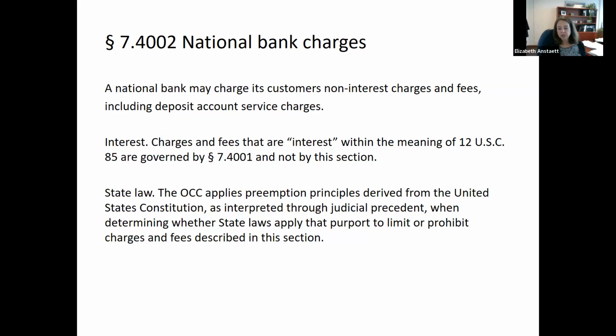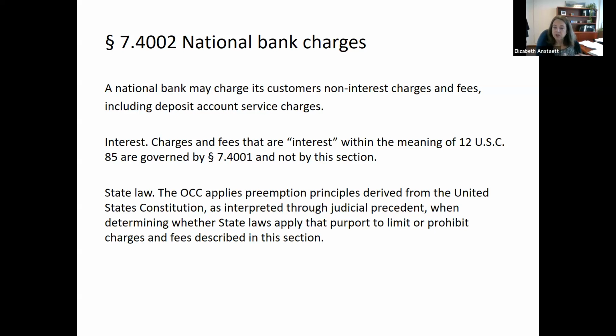And the regulation, just like we saw on the credit side, says that the OCC applies basically the general preemption principles. I did ask you to look at a note that related to this preemption of deposit account charges, and that was on page 509, the note or comment number 8. And it was talking about some challenges to banks that were charging customers, if that's your view of it, a fee to cash a check if they were not account holders.